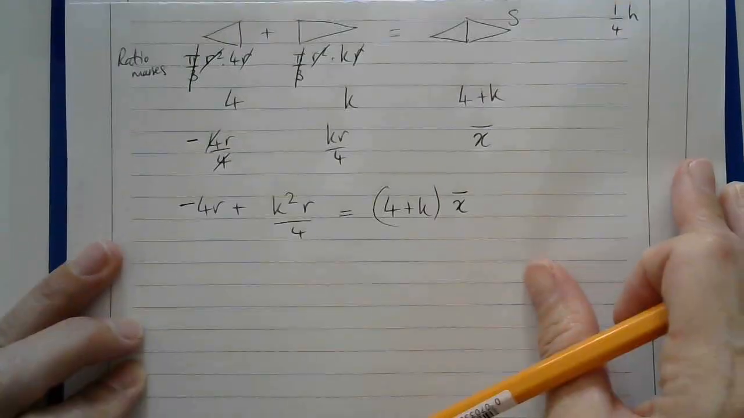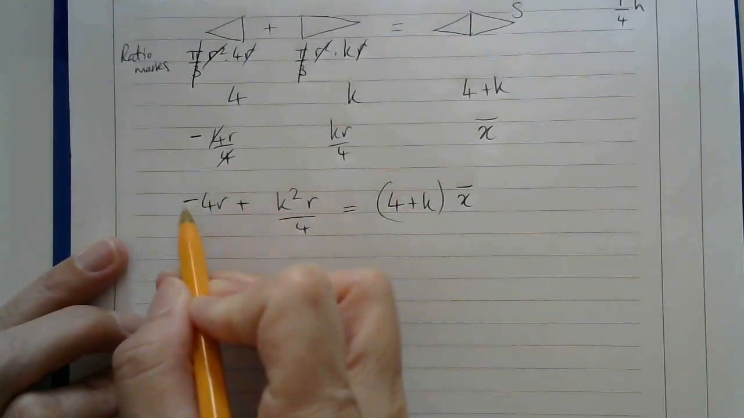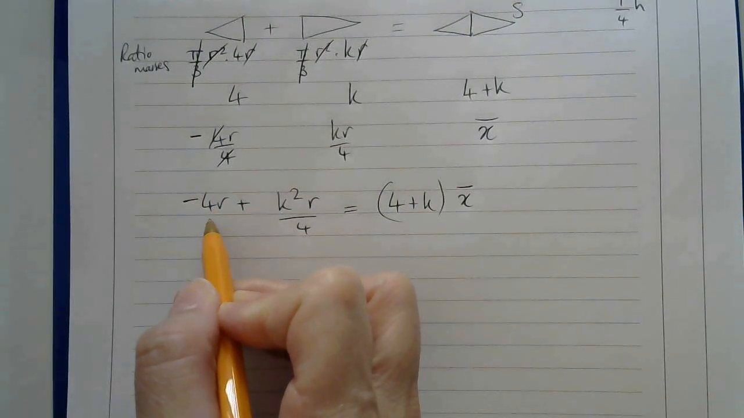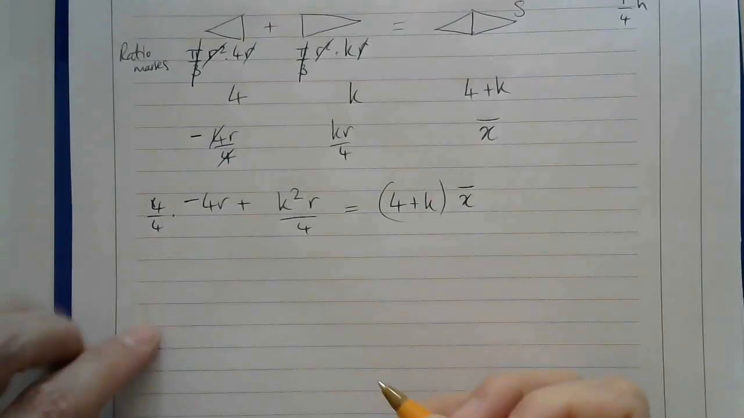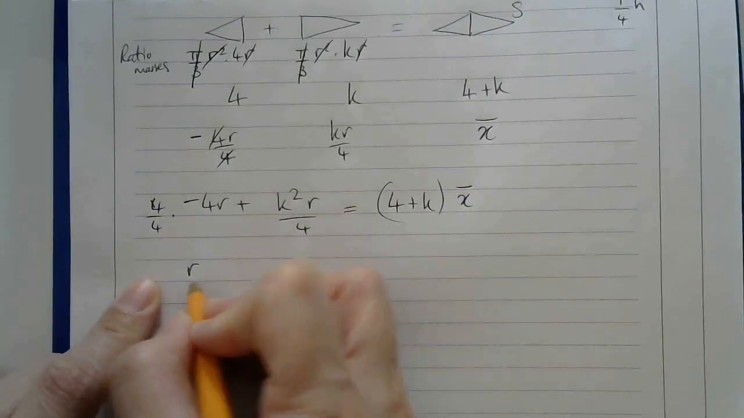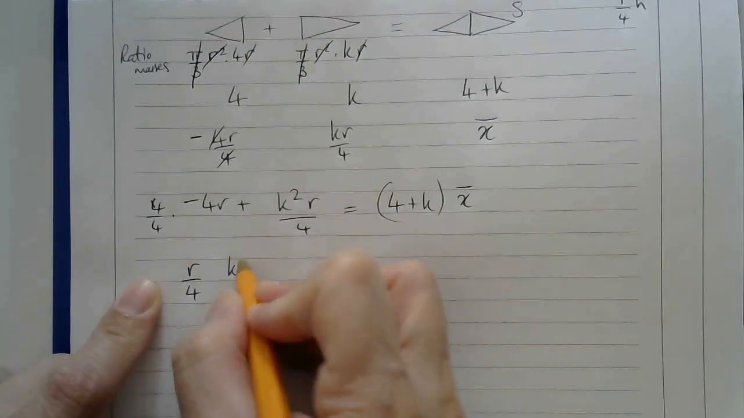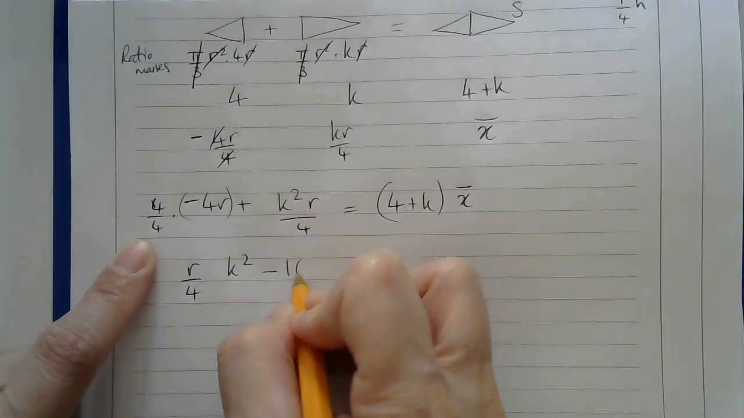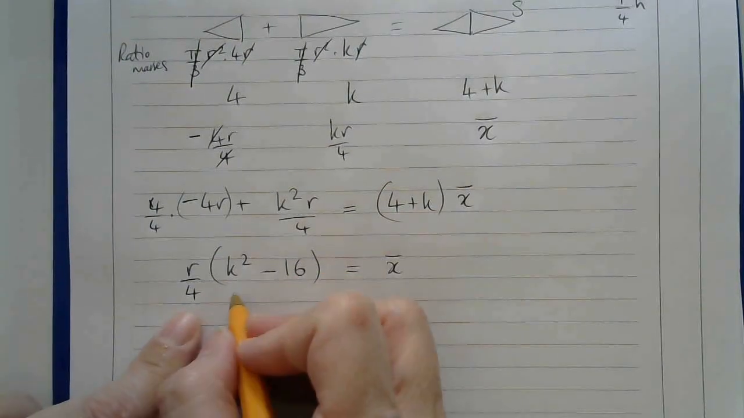So now I can put all of this over 4. So, actually, perhaps I should have, yes, let's multiply the top and bottom of this by 4. So that I end up with r as a common factor. I'll have over 4 as a common factor as well. And here I've got k squared, and here I've got negative 16. Okay. And then here I've got k plus 4.